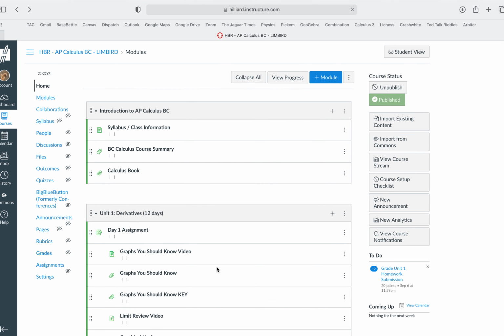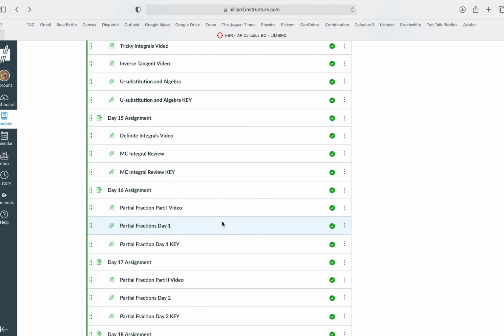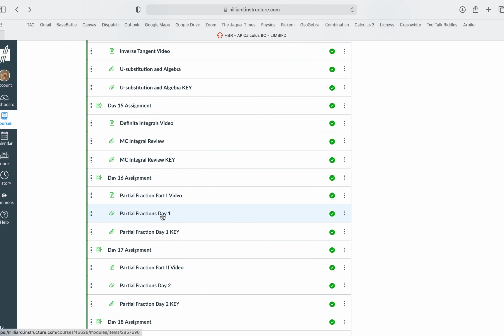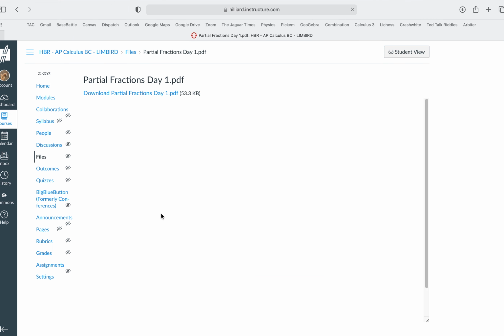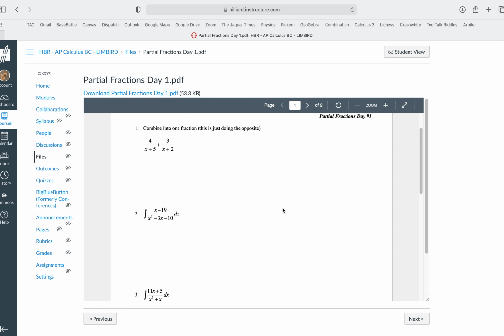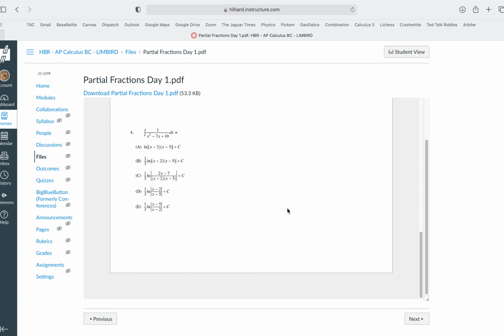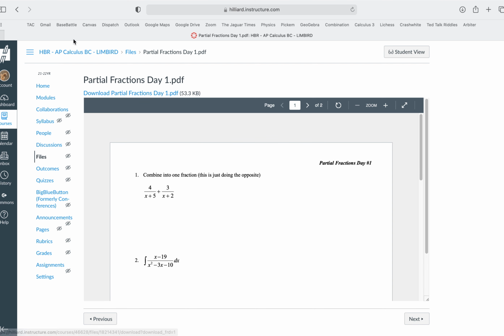So that particular day had a video that went with it. And then if you clicked on the actual worksheet, that's going to take them to a PDF, and they would download that and use it in Notability. Again, this would be an example. Obviously, we're working on integrals and partial fractions, and so there are some multiple choice questions and some free response questions.